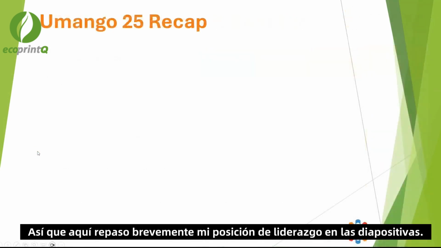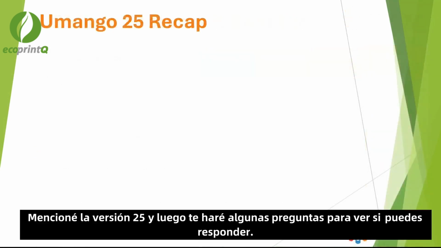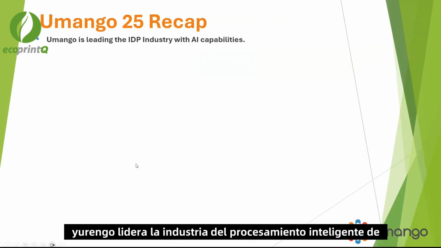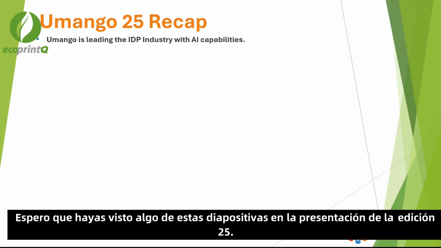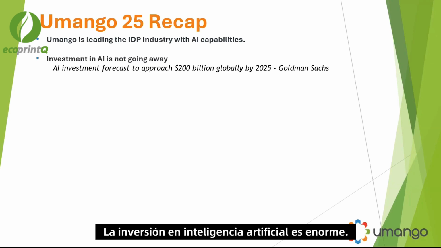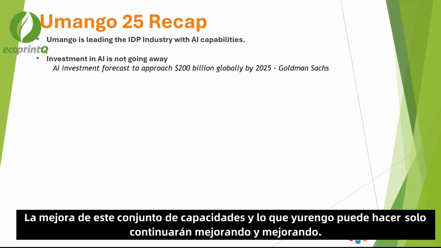So here's a quick recap of my leading slide. I mentioned version 25, and then I'm going to ask you a couple of questions, and I'll see if you can answer them. First off, Umango is leading the intelligent document processing industry with its AI capabilities. And I hope you have seen just some of that within these slides in this presentation on version 25. The investment in AI is incredibly massive. The improvements in this capability set and what Umango can do will just continue to improve and improve.